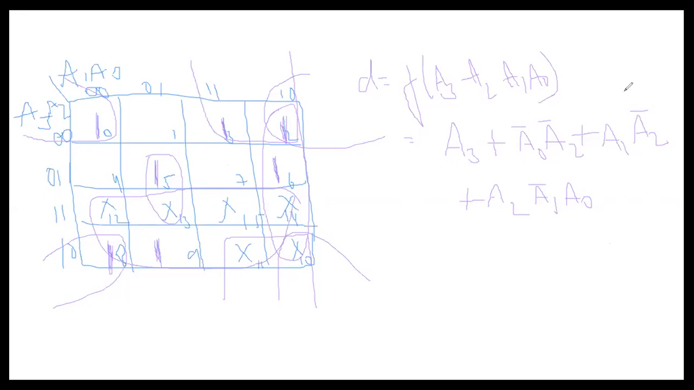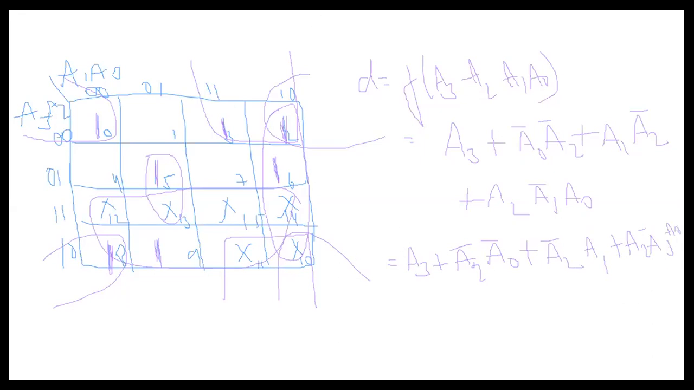So we get a total of 4 terms: A3 plus A0 bar and A2 bar plus A1, A2 bar, and A2, A1, A0. Actually, you have to write it in order. A3 is the MSB bit, put it here, and A2 bar is the MSB, and A0 bar is in order, plus A2 bar and A1, plus A2, A1 bar and A0.